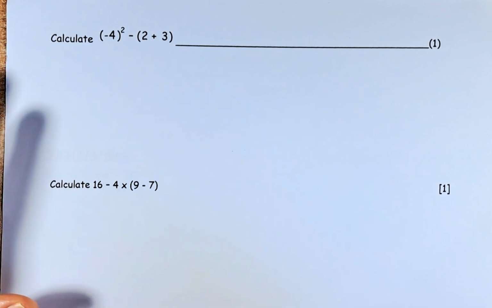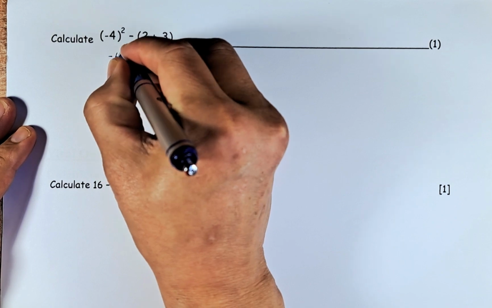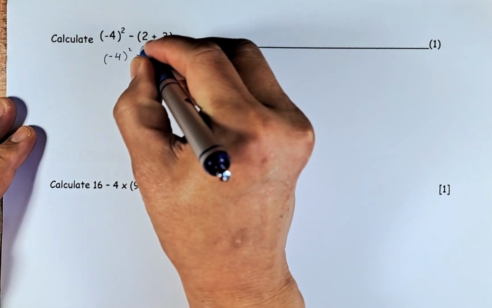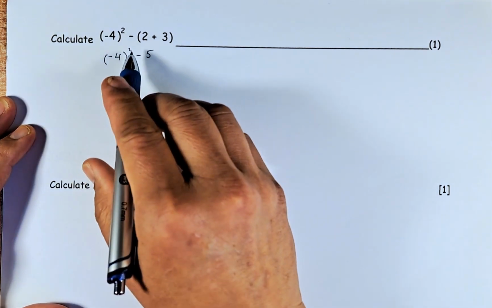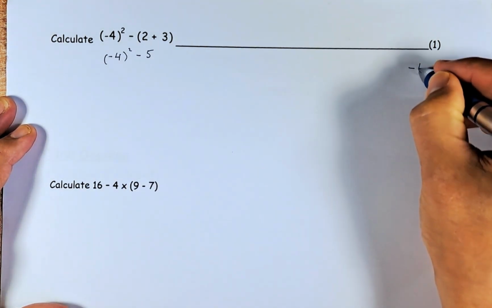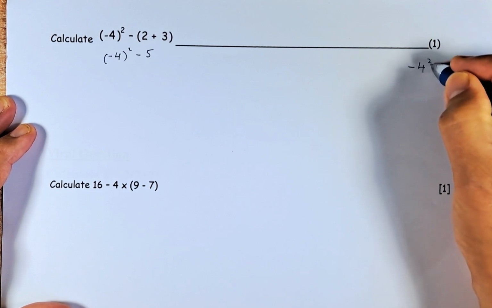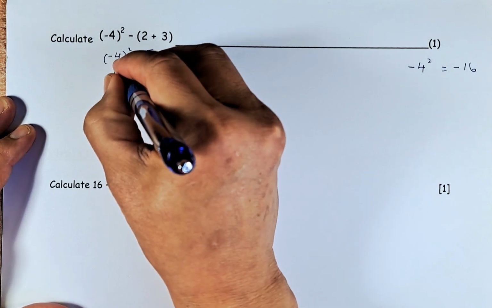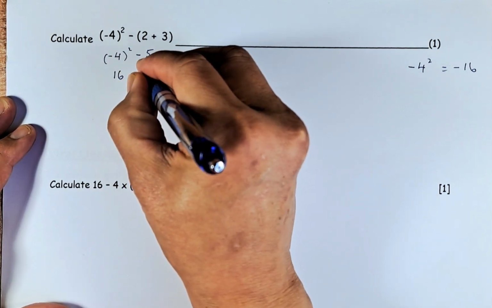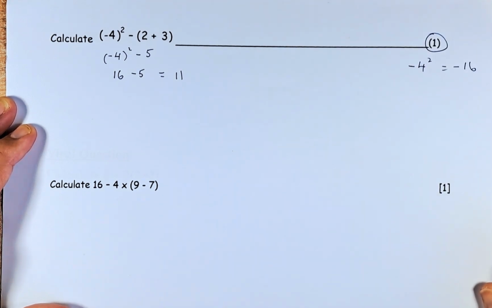To do this, it's very simple. You do the bracket first. This bracket you do first. So it's going to be (-4)² - 5 because 2 plus 3 is 5. Now, -4² is different from (-4)². If it's -4² without the bracket, that's going to be -16 because you do the exponent first. But in this case, -4, the whole thing squared, is going to be positive 16. Minus 5, and the answer is 11. So hopefully, you can get 1 mark in the exam.